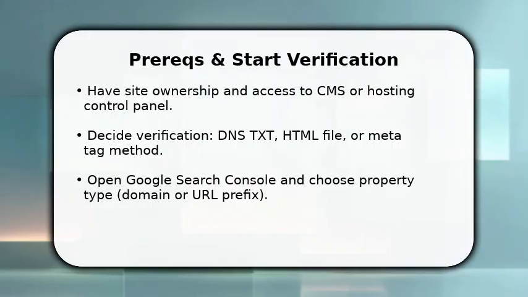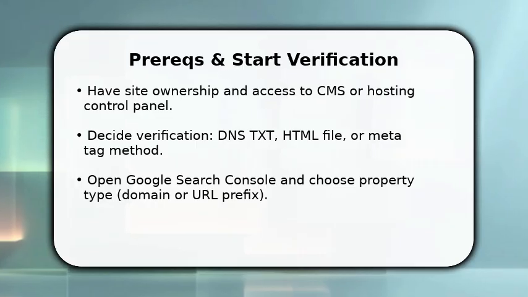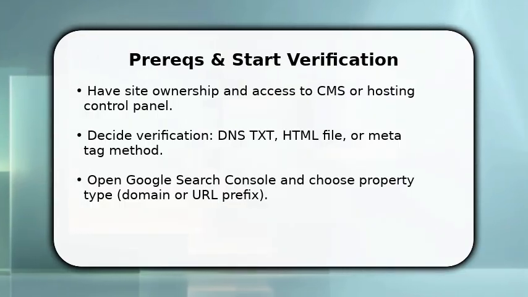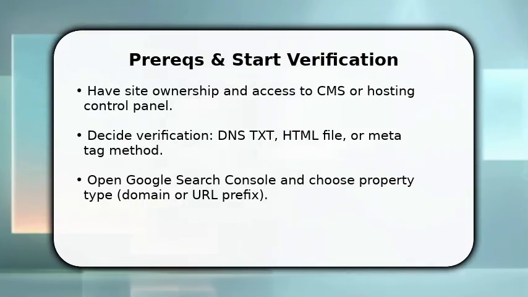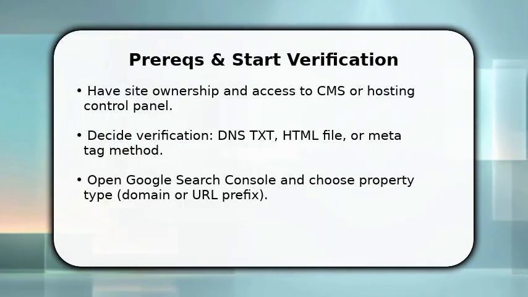You begin by confirming prerequisites. You need site ownership and access to either the CMS or hosting control panel. Once you open Google Search Console, choose domain or URL prefix property based on scope. Now select a verification method, DNS-TXT for domain, HTML file for server access, or meta tag if you edit templates. Do this now. Avoid extra setup steps.